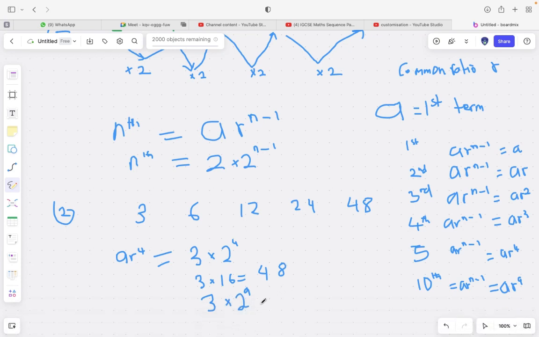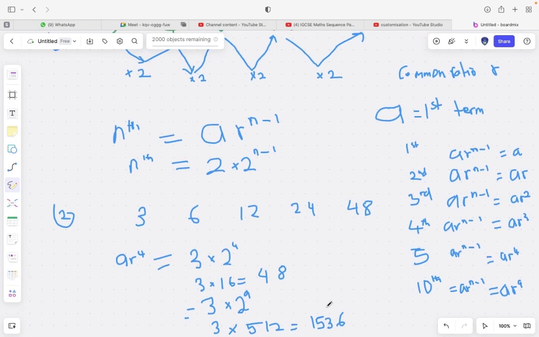Multiply that number by 3. So this becomes 3 times 512. This gives you 1,536. Okay, this is your 10th term of this geometric sequence.